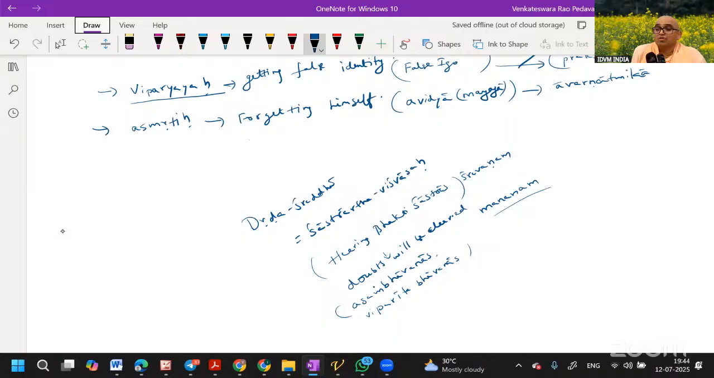So when we do hearing of Shastra, what should we do? Mananam. The result of mananam is what? Clearing of doubts. Then what is the end product of this? Sraddha.